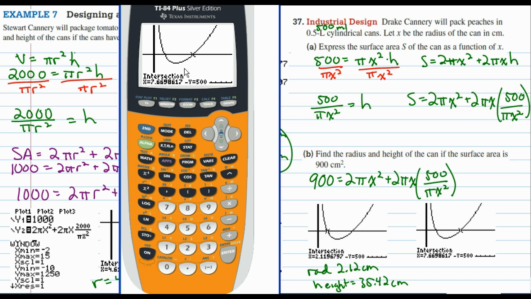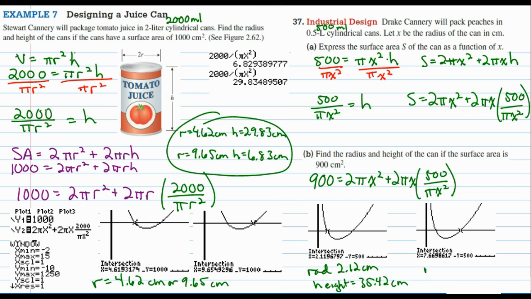And now that the cursor is on the other intersection, I can use that specific x value. I just hit second enter. And the new height would be 2.71 when the radius was 7.67.